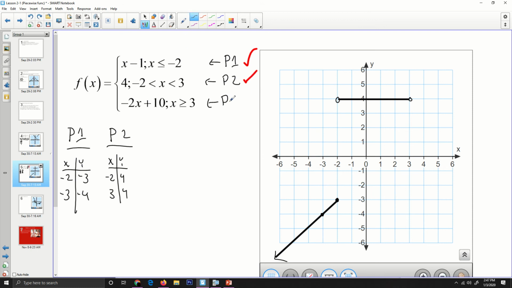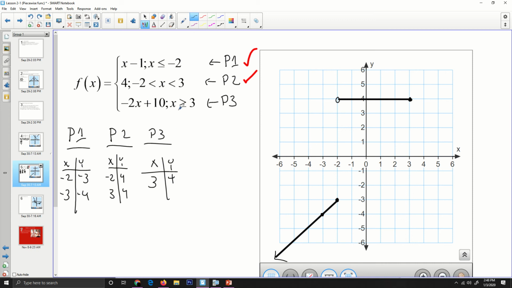And now I'm going to try piece 3. And for piece 3, I'm going to pick values of x that are 3 or greater. And so we'll go P3, and we'll go x, and we'll go y. And since 3 is the transition point, I'm going to clearly use 3. 3 times -2 is -6, plus 10 is 4. So at 3, 4, notice that has an open circle in it. But in this particular case, since that point is the same point, I am filling it in with this new one.